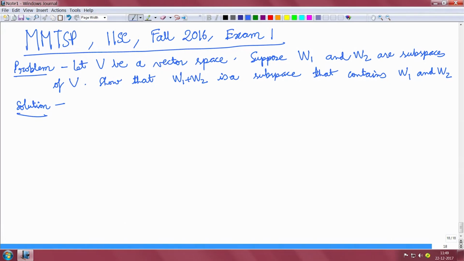Let V be a vector space and suppose W1 and W2 are subspaces of V. You have to show that W1 plus W2 is a subspace of V that contains W1 and W2. So, let us proceed as follows. First of all, you have to show that W1 plus W2 is a subspace.